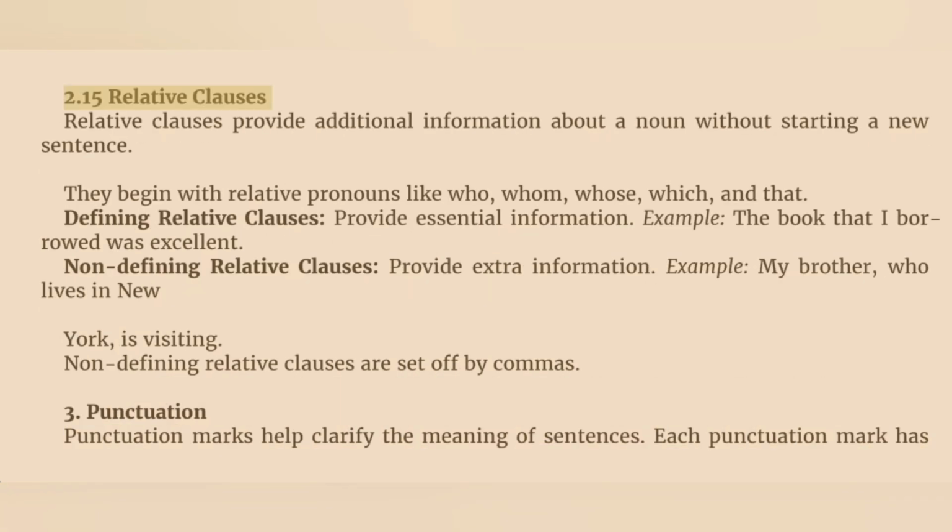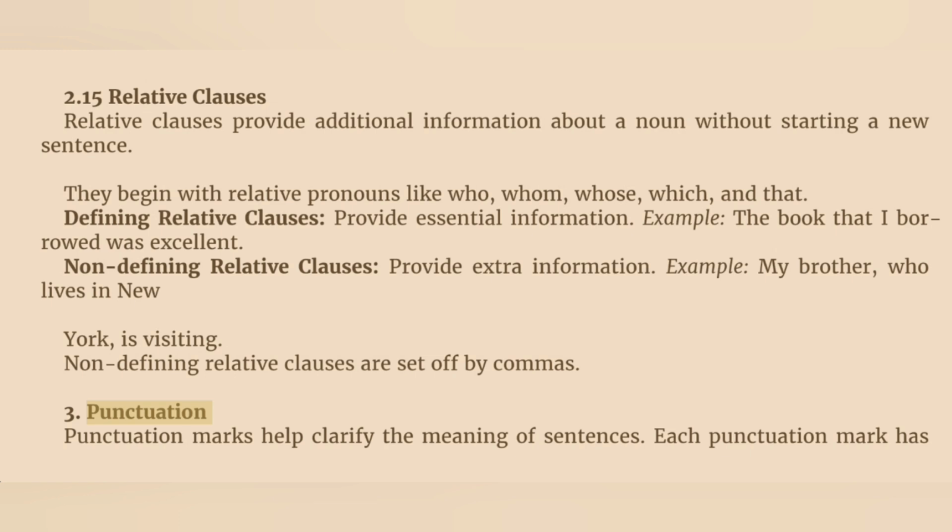2.15 Relative clauses. Relative clauses provide additional information about a noun without starting a new sentence. They begin with relative pronouns like who, whom, whose, which, and that. Defining relative clauses provide essential information. Example: the book that I borrowed was excellent. Non-defining relative clauses provide extra information. Example: my brother, who lives in New York, is visiting. Non-defining relative clauses are set off by commas.